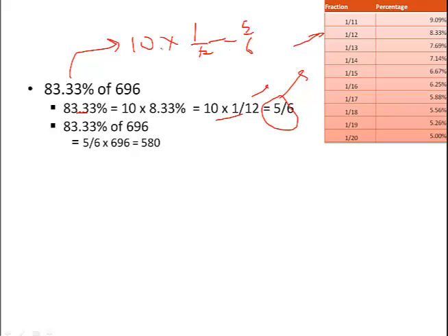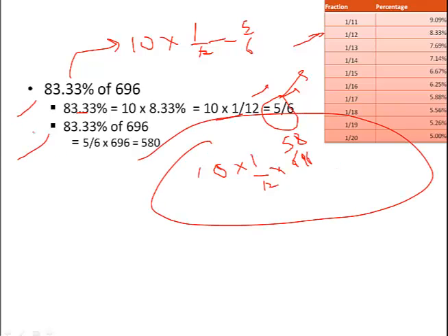I can write 5 by 6, or I can simply write 10 into 1 by 12 and multiply it directly with 696. Okay, I can do this as well. I need not write 5 by 6. So 696, 12 5s are 60, 12 8s are 96, and 580 is my answer. Okay, this I will write, not the other things. These things I have written just to illustrate the point.